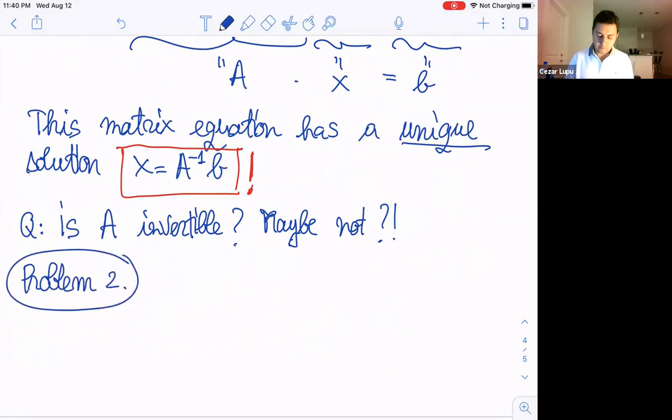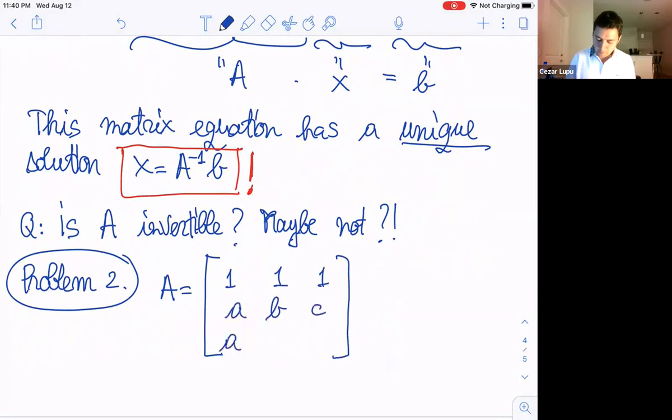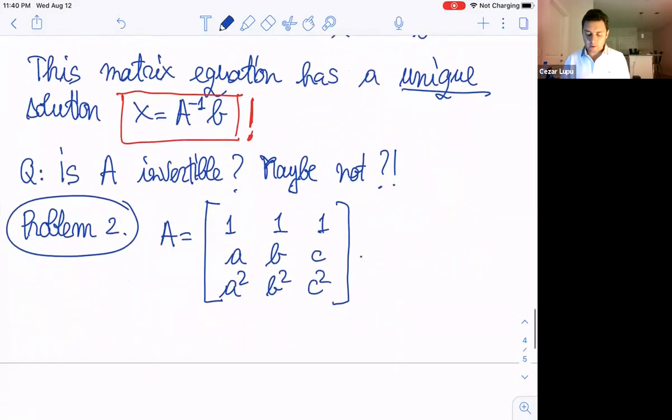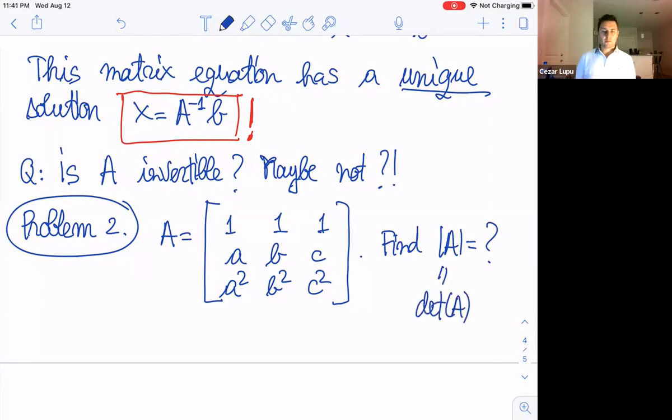Problem number 2. I have this matrix. Let's write this matrix, a 3 by 3 matrix. Like I said, it is a very special matrix. And we want to compute the determinant of A. Well, this is the determinant. Sometimes we denote it by this, but anyway, it's just a notation. It doesn't really matter that much.